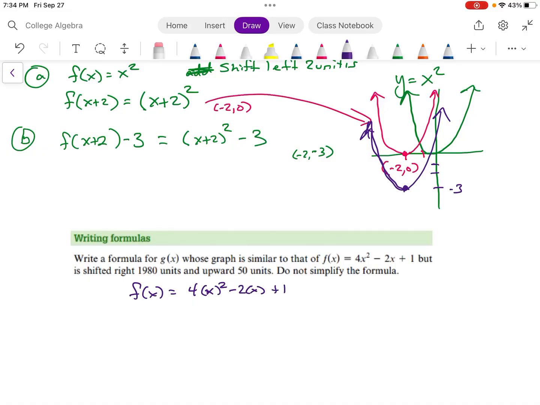They tell us we want to go to the right 1980, so that means when it's moving to the right it's going to be done on the inside of the problem, so inside the parentheses, so it's x minus 1980, and then I want to take the entire function and move it up 50, so plus 50 on the outside. So then what I do with the whole quadratic piece, everywhere I see an x, I put an x minus 1980.